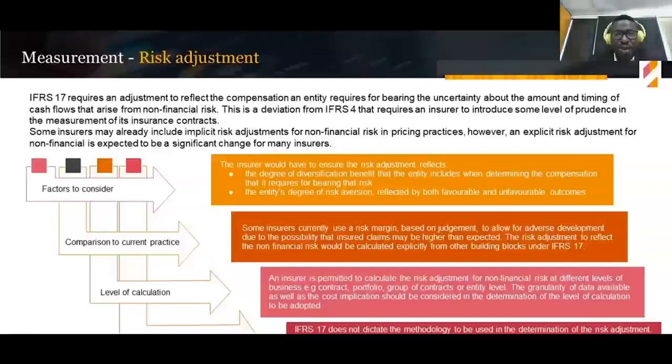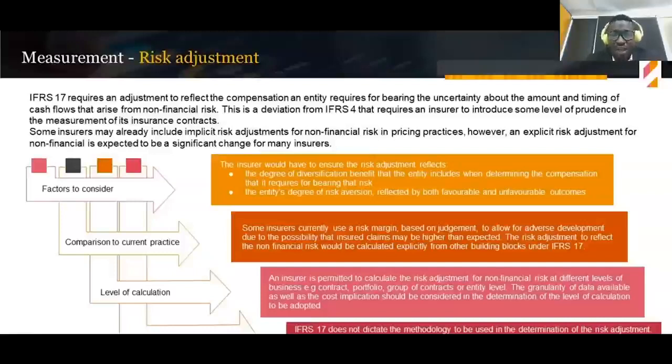Unlike before, when you could use a risk margin, use your assumptions, and then load some additional margins on your assumptions, now you need to calculate this risk adjustment separately, and it's explicit. Some of the factors you need to consider, for the group of contracts I'm looking at, are: what are the diversification benefits on this contract? For the insurance company, what is the risk aversion? What is the risk profile? How do you view risk as an organization? All of this will be considered in determining what your risk adjustment should be.